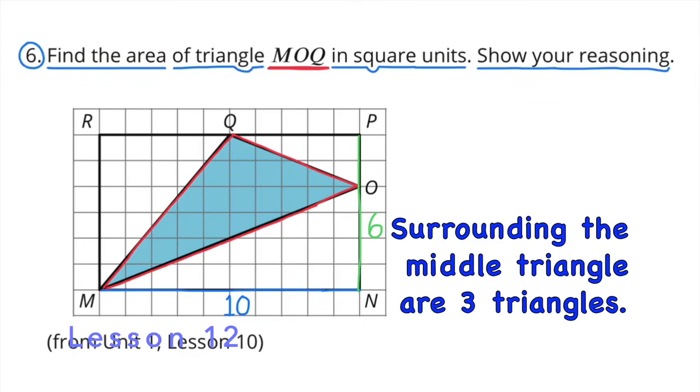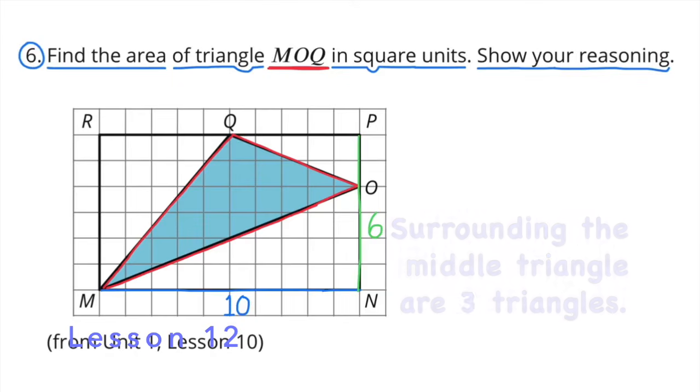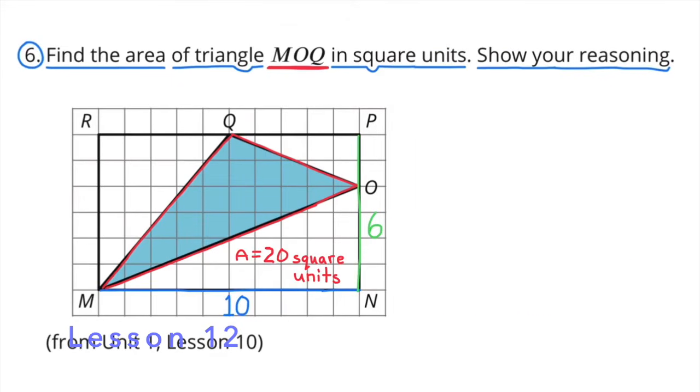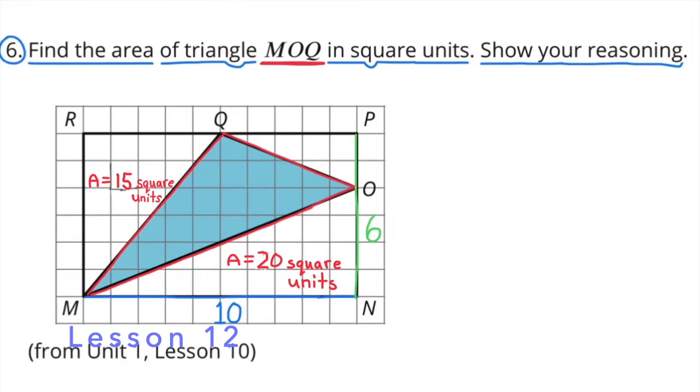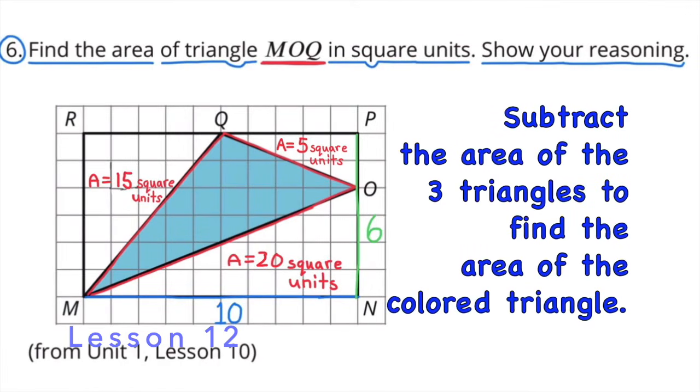Surrounding triangle MOQ are 3 smaller triangles. One of these smaller triangles has an area of 20 square units. The second of these smaller triangles has an area of 15 units. And the smallest of these triangles has an area of 5 square units. Subtract the area of the 3 triangles to find the area of the colored triangle MOQ.